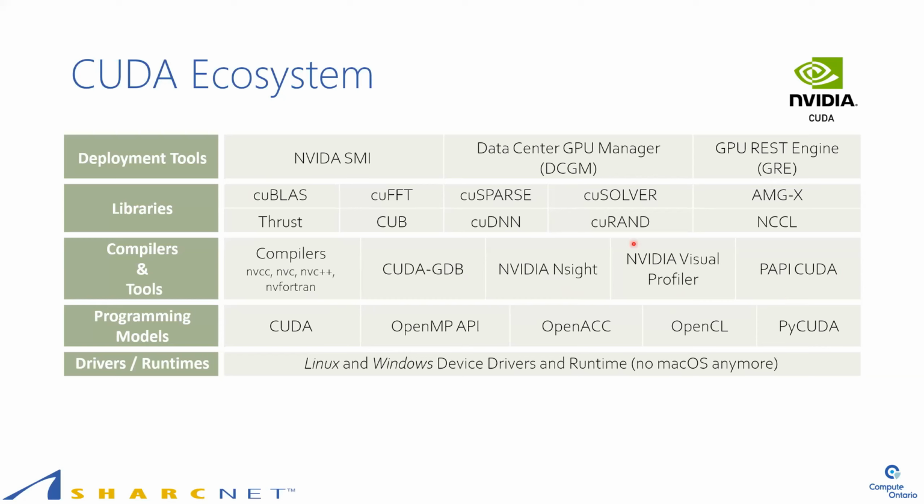And here is the list of some of the most important libraries, for example, linear algebra ones, cuBLAS and cuSolver are among those important ones, and also Thrust and CUB and cuDNN. And there are also some deployment tools like NVIDIA SMI or Data Center GPU Manager that you can use.